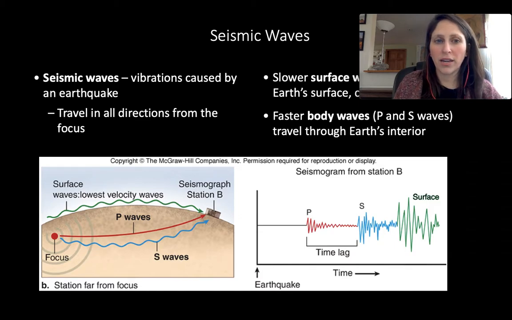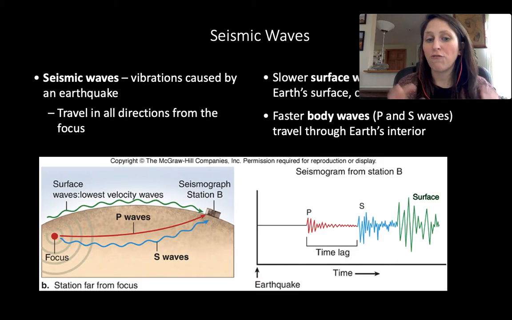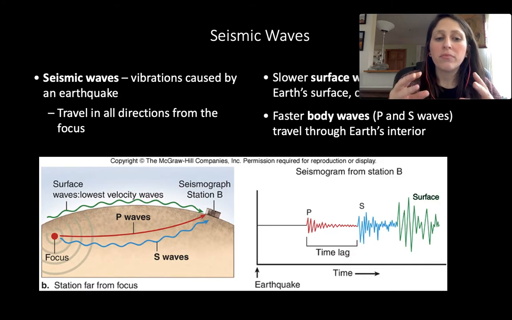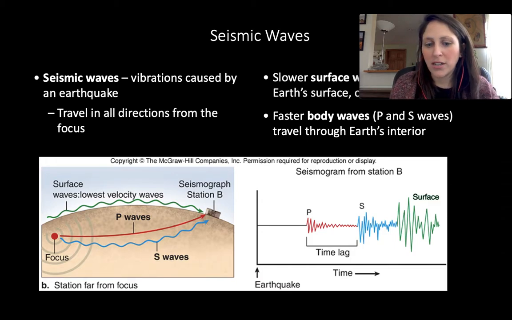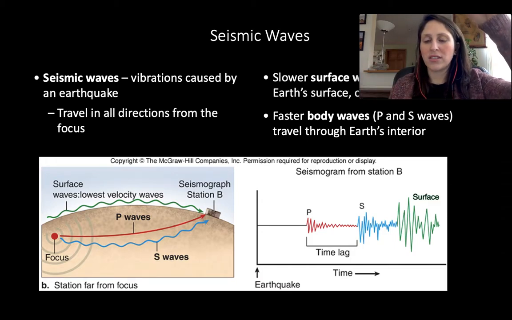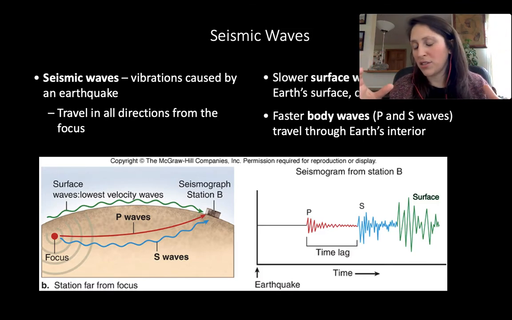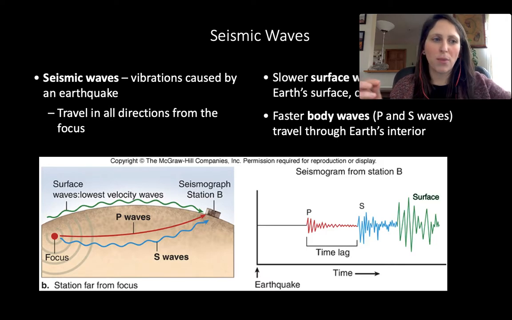Seismic waves, again, really briefly, are vibrations caused by the earthquake, and they travel in all directions from the focus. And the focus is where the earthquake is happening. So you can imagine dropping a pebble into a body of water. You have this ripple as the displacement of the water is felt. You're dropping a rock or a stone into the water, and you have these ripples forming from that motion.